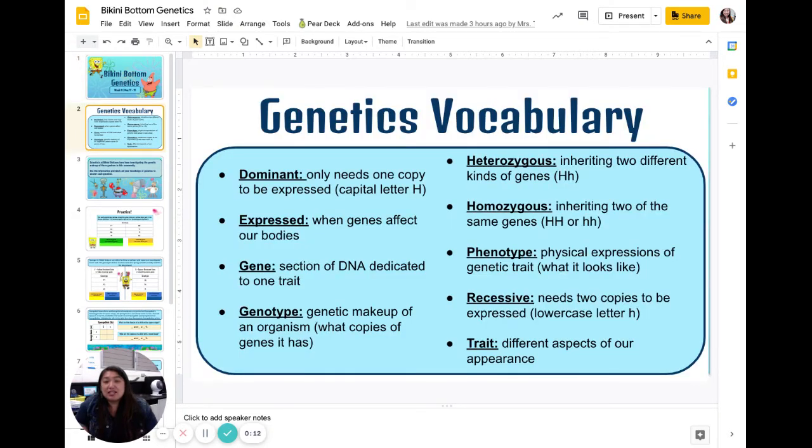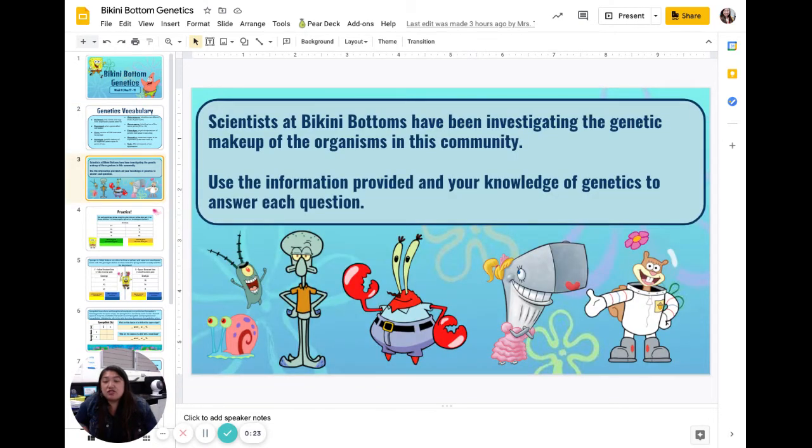So you have a genetics vocabulary dictionary on the second slide. In case you're unsure of what any words mean, we have both the definition as well as examples for you. And then we just have an introduction. Scientists at Bikini Bottom have been investigating the genetic makeup of the organisms in this very unique community. So you're going to use the information provided and your knowledge of genetics to answer each question.